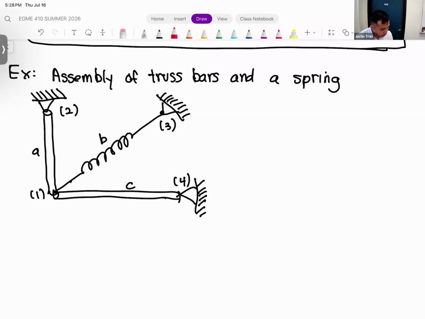All right, and then we do have a force here as well, right? We need to have a load, otherwise we're not going to be able to measure anything. And so let's say we have a downward force of 10,000 pounds being applied at node.